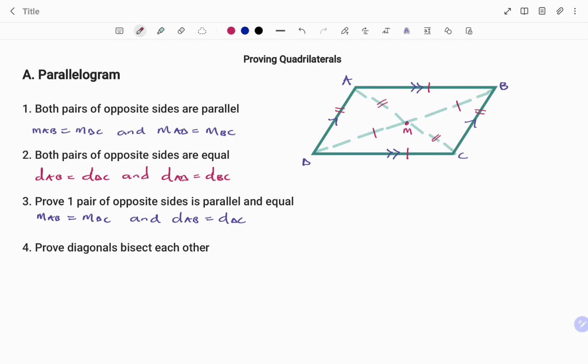So therefore, using the midpoint formula, you can show that the midpoint of AC is equal to the midpoint of DB. In all the options, option 4 seems to be the easiest because you're only proving the midpoint. Let's look at the second quadrilateral.